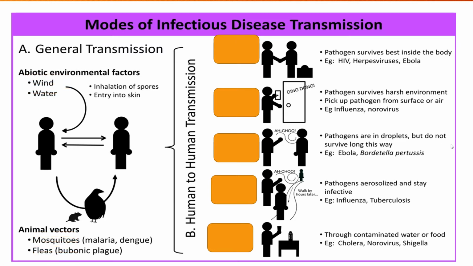So for your abiotic environmental factors, you can have things like wind and water cause inhalation of spores or even entry into skin. So I remember I was outside once and the wind kicked up and all of a sudden I was coughing and hacking. So some pollen that was in the air just got blown into my lungs.